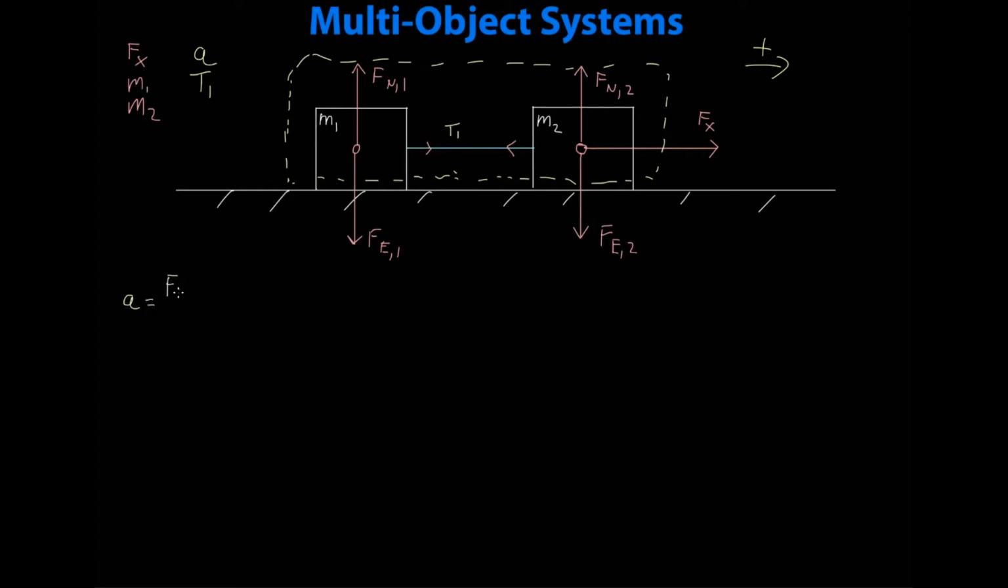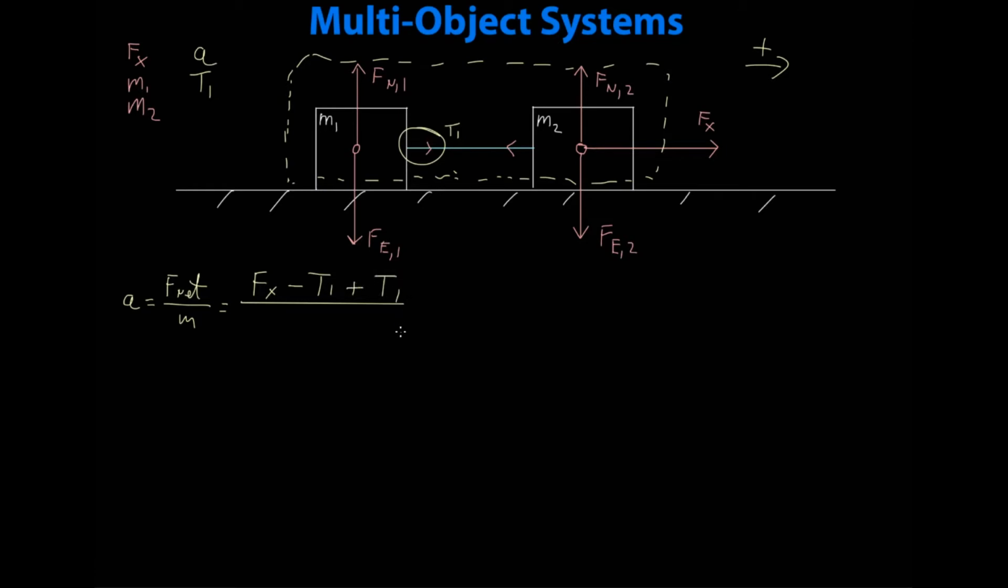Acceleration is F net over mass. Now, for starters on the y-axis, my force normals and force Earth all cancel. So these two cancel and these two cancel. I don't have to worry about the y-axis. Let's look at the x. On the x, I have force x to the right. Now, the only other horizontal forces I have are from tension 1. Right here, I have tension 1 going to the left, so that's negative T1. And right here, I have tension 1 to the right, which is positive T1.